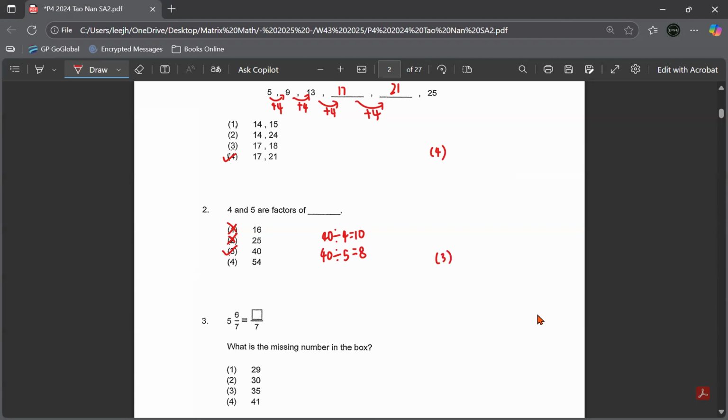If you want to check, look at 54. Can 54 be divided by 4? No. And 54 cannot be divided by 5. Okay, if 54 can be divided by 4, I'm sorry. Cannot also. Okay, so 54 cannot be divided by 4 as well. So 54 cannot be divided by either number. So your answer is number 3.